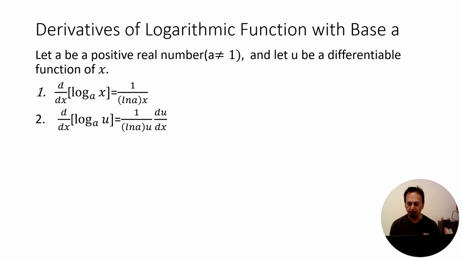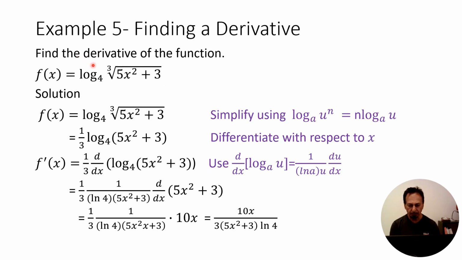Derivatives of logarithmic functions with base a. Let a be a positive number not equal to 1 and u be a differentiable function of x. Number 1, the derivative of log of x base a is simply 1 over natural log of a times x. And the derivative of log of u base a is 1 over natural log of a times u, times du over dx.